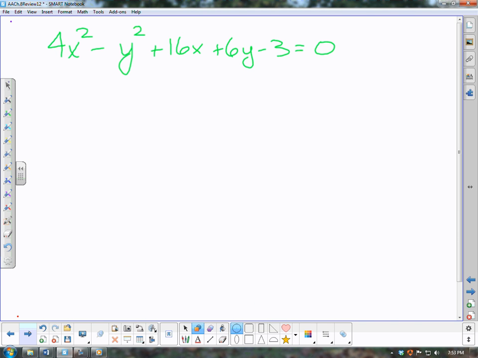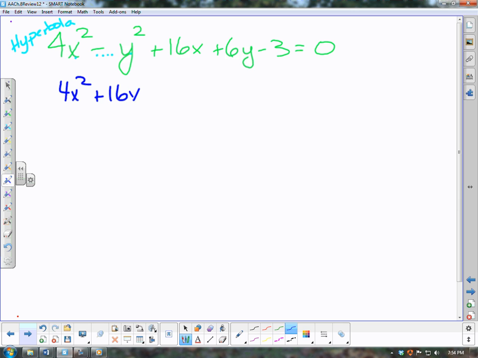Second one. Do the same thing, sketch the graph of it. Before we can sketch the graph, though, we better figure out what we're looking at here. Since both terms are squared and we have subtraction in between, we are talking about a hyperbola. And so now we're going to have to complete the square and group things. So we have 4x squared plus 16x minus y squared plus 6y equals 3.